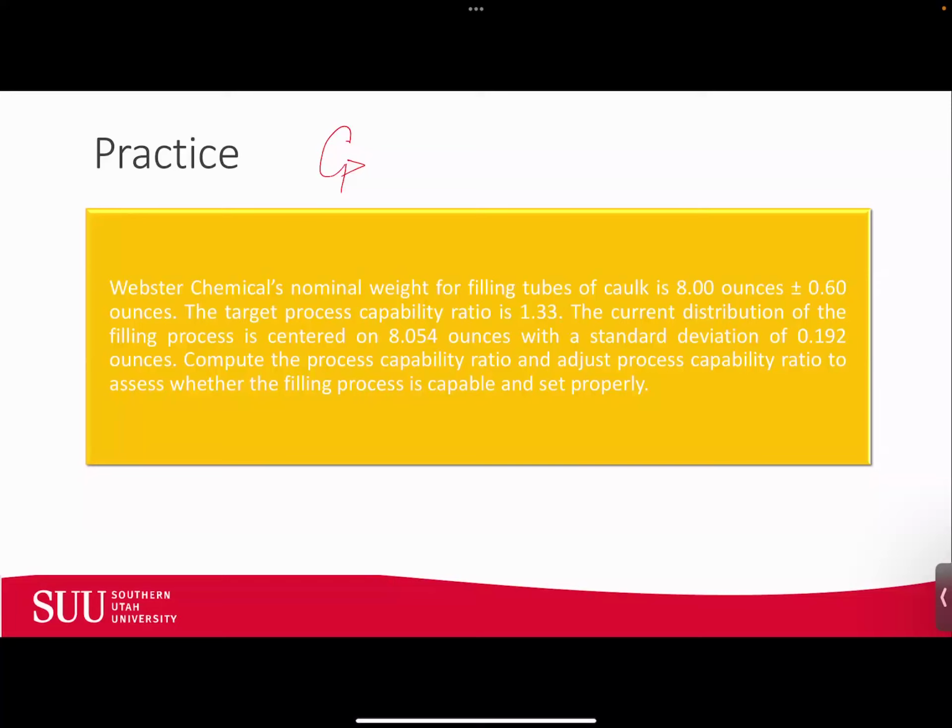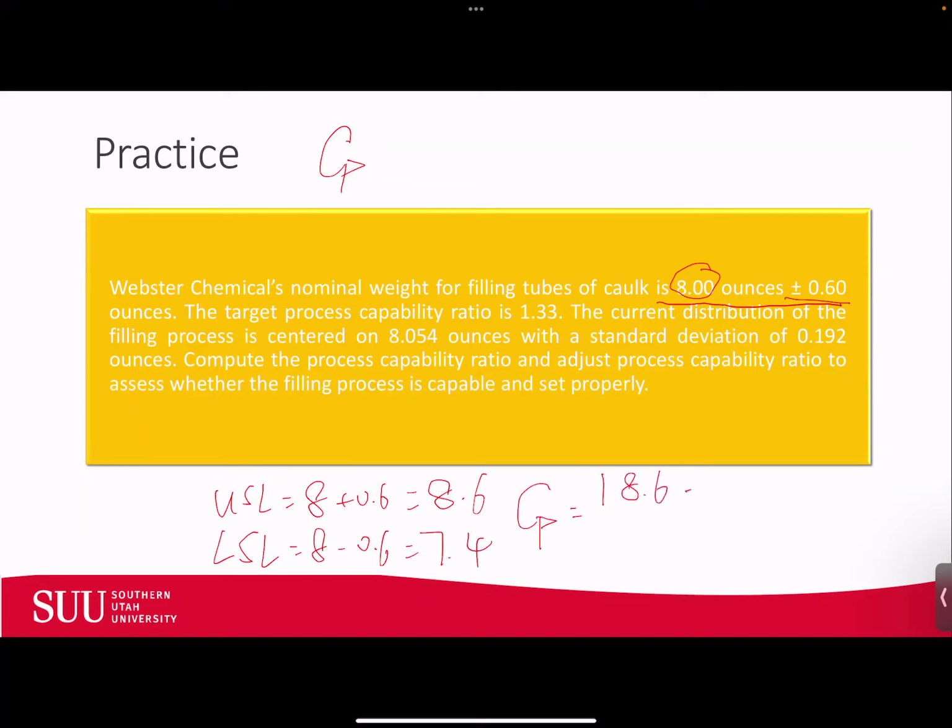Okay, let's talk about this. For the Cp, we need to find the upper and lower specification limits, and we need to find the standard deviation. The lower and upper specification limits we can find from the target and the tolerance. So the upper limit equals 8 plus 0.6, which is 8.6, and the lower limit is 8 minus 0.6, which is 7.4. And then Cp equals the upper limit minus the lower limit divided by 6 times sigma.